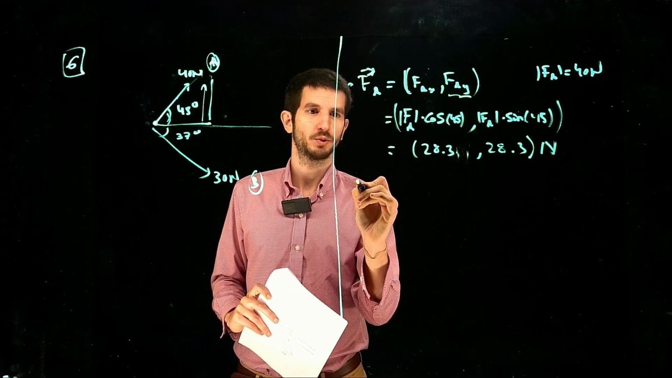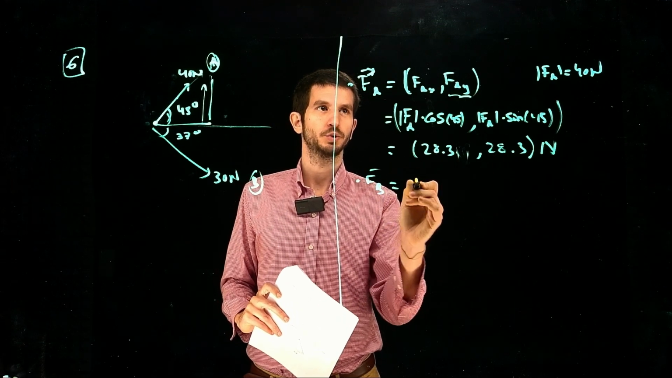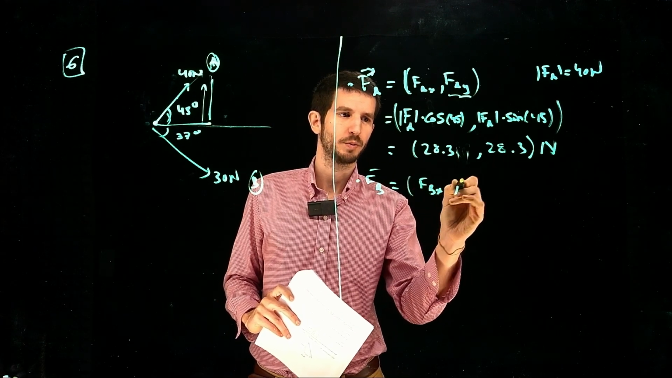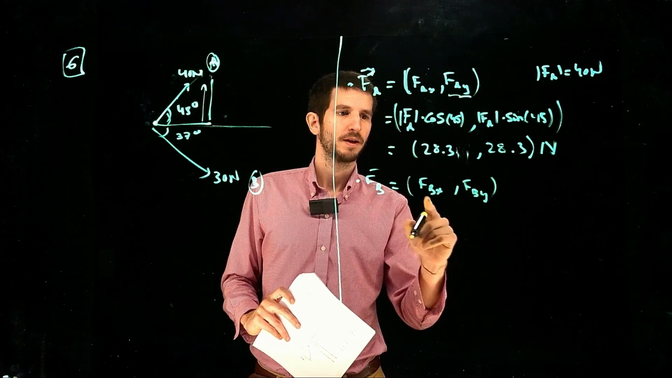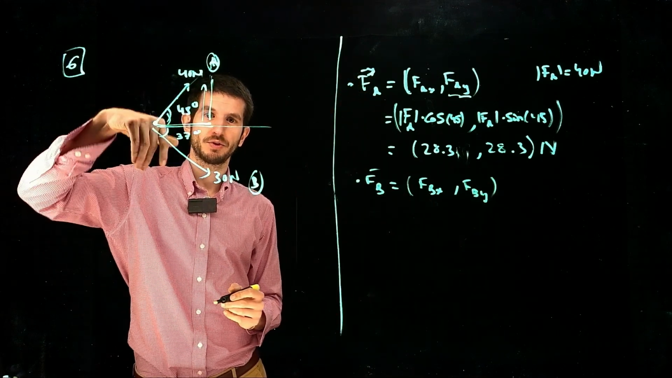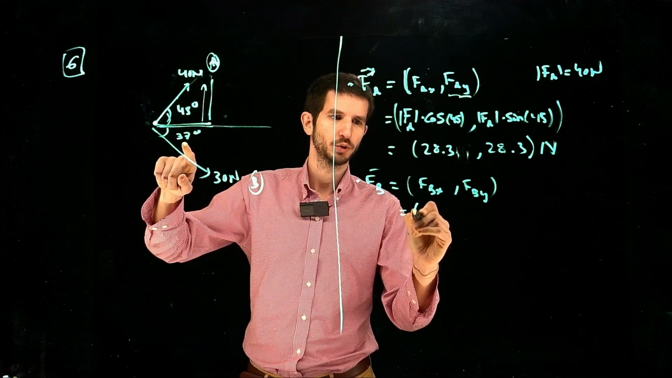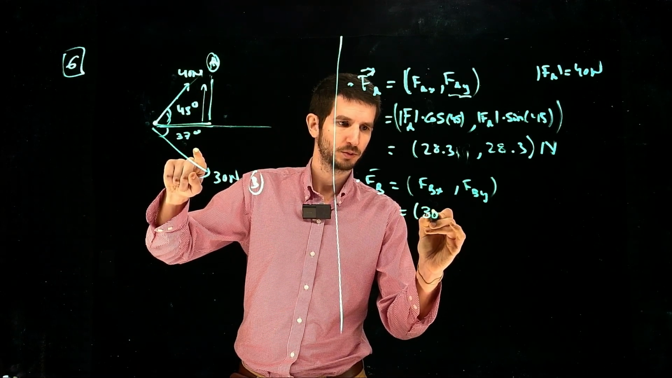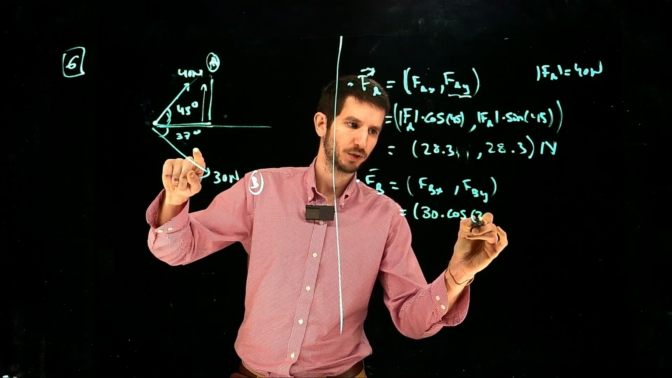What about the second force? Well, force B is going to be, of course, B sub x and force B sub y. What's B sub x? B sub x is this one. So what is that one? The adjacent of the 37 degrees. So that's going to be 30 newtons times cosine of 37.